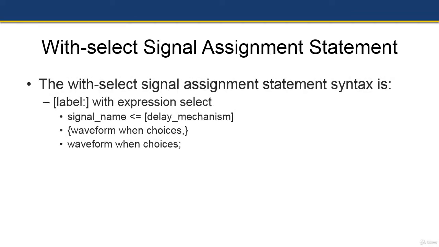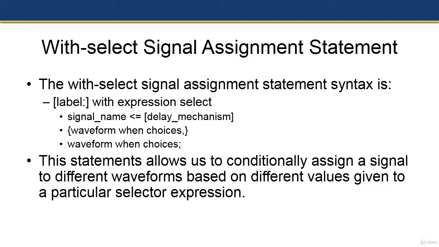Here's the syntax for the with-select signal assignment. Optional label, with expression. An expression would be like selector in the previous example. Select, and then signal name equals, and then delay mechanism, waveform with choices, one or more. This statement allows us to conditionally assign a signal value to different waveforms based on different values of a particular selector expression.